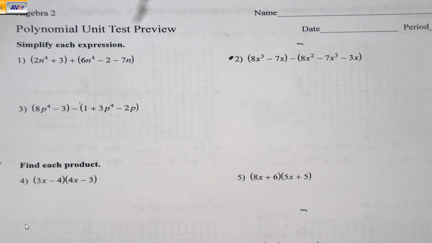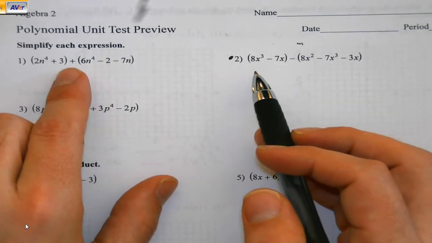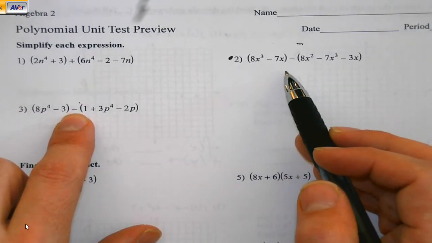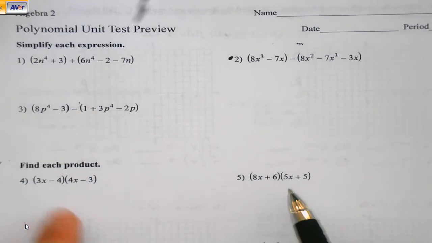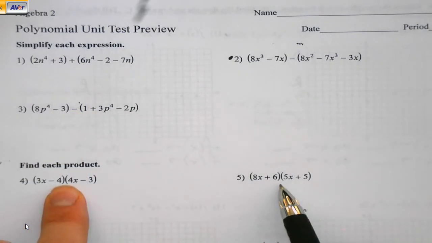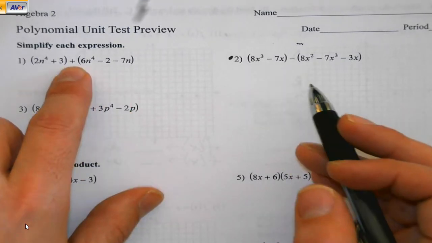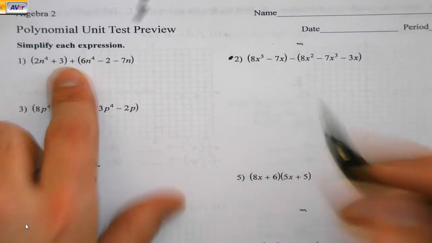Okay, without further delay, simplifying expressions. Notice pluses and minuses in the middle. We are not boxing these. We are not foiling these. They are not products like they are down here. So up here, I'm just going to be combining like terms. The plus, I literally just start putting the like terms together. There's nothing to think about.